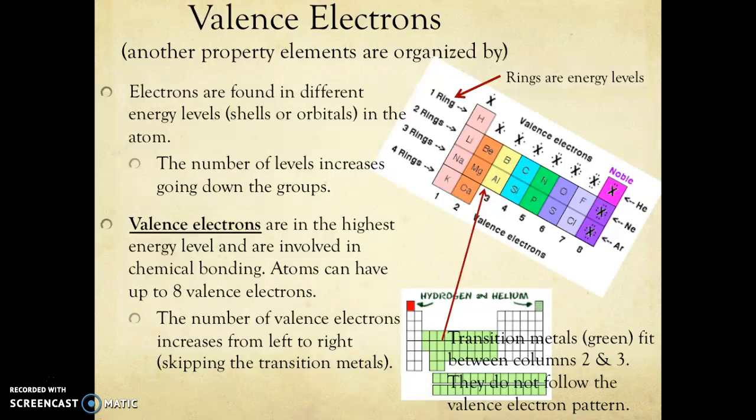Another thing we're going to talk about is something called valence electrons. This is another property that elements are organized by. When it comes to electrons, they are circling around the nucleus. All right. Now, they're found in what we call different energy levels, different shells, different orbitals.